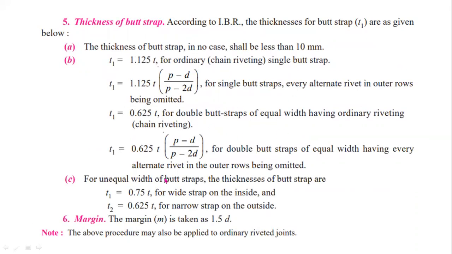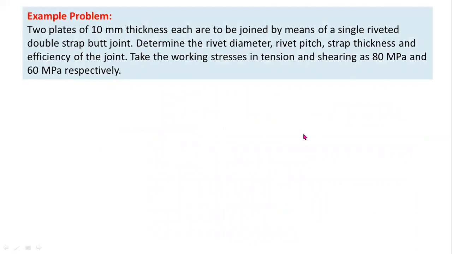Now, by using these formulas, you have to find out the suitable thickness of the butt straps or cover plates. Here, M is the margin. M equals 1.5d is the standard value for providing the margin. Now, coming to the example problems.